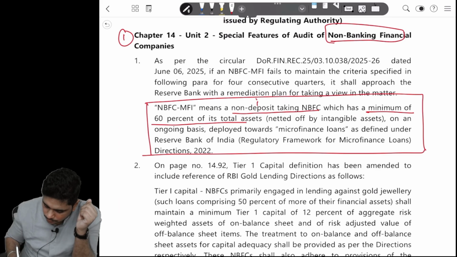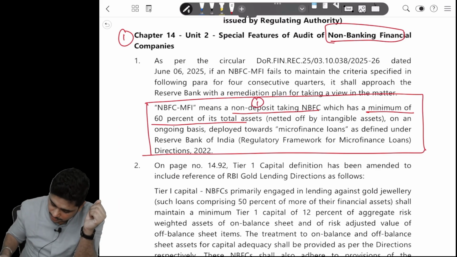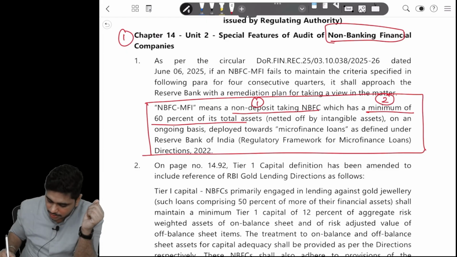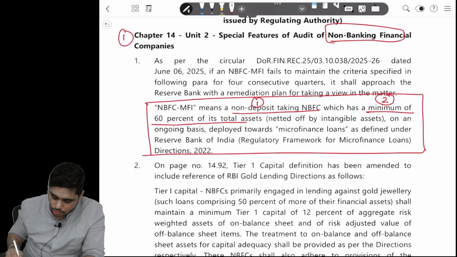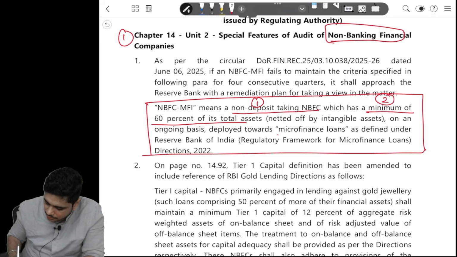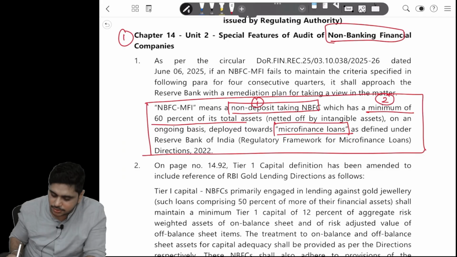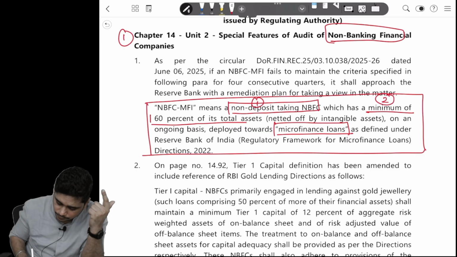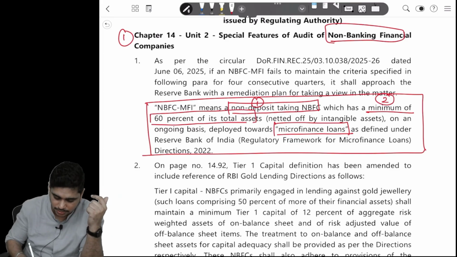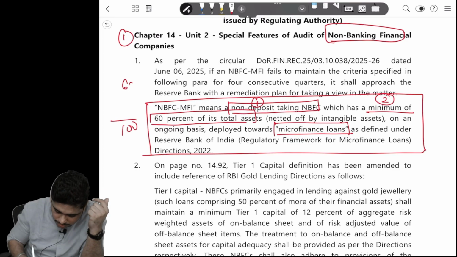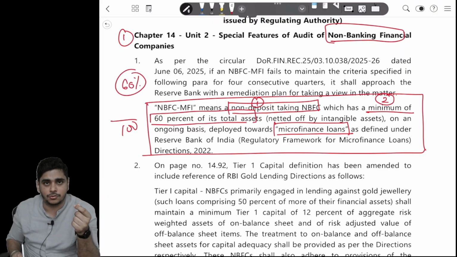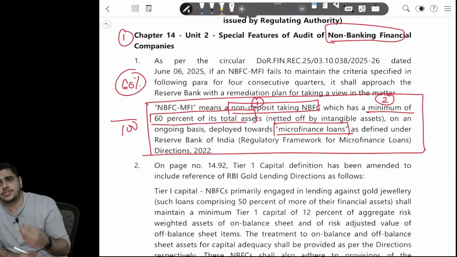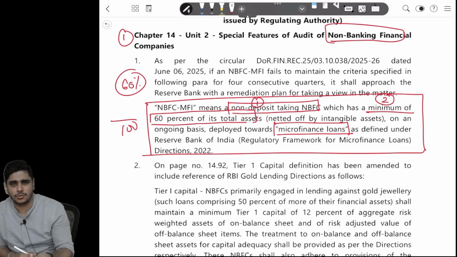So it's a non-depositing NBFC where 60% of the total assets, netted off by intangibles, on an ongoing basis is deployed towards microfinance loans. Towards which loan? Microfinance loans. My first point is it is a non-depositing NBFC. That means they cannot accept deposits. Number two is a minimum 60% of the total assets. That means out of 100 rupees of assets, 60 rupees of loans, 60% of the loan should be towards vegetable vendors, auto drivers, all those people.